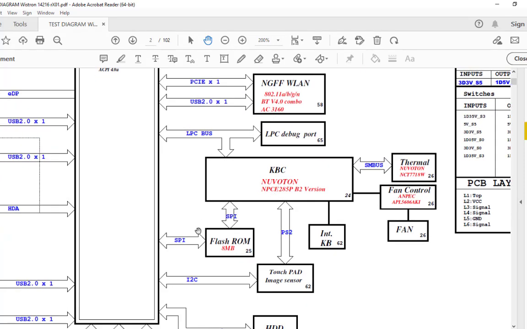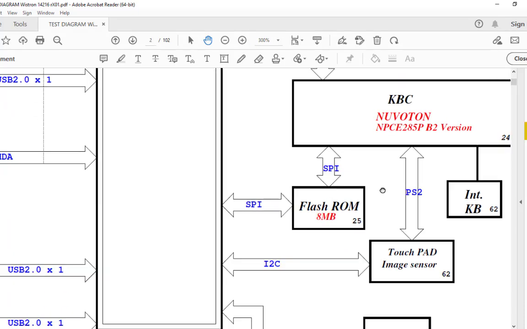And here is a flash ROM. Flash ROM is the BIOS. It does not mention the BIOS, it mentions the flash ROM. And you can see here this BIOS is connected to both components. This flash ROM is 8 MB on page number 25, and it's connected to the SIO also, and it's connected to the CPU also. That means this BIOS is shared by both. It's connected here and connected here also.